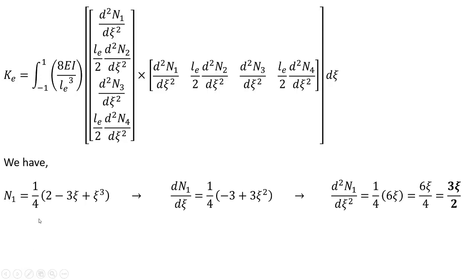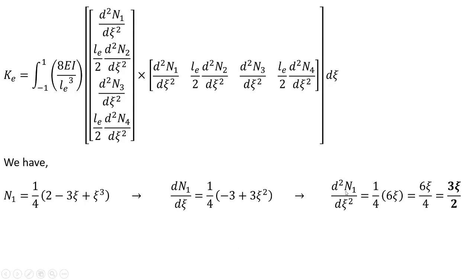If you remember my first session, there we had derived all the 4 relations for the shape functions. So it is 1 divided by 4, 2 minus 3 zeta plus zeta cube. When I differentiate it the first time, 2 is a constant, becomes 0. Differentiation of minus 3 zeta is minus 3, with 1 by 4 outside as it is, and differentiating zeta cube gives 3 zeta square. This is one-time differentiation, because to substitute d square n1 divided by d zeta square, I need to differentiate n1 twice.